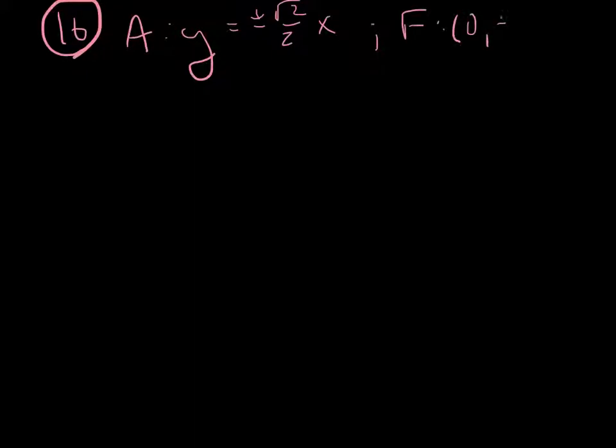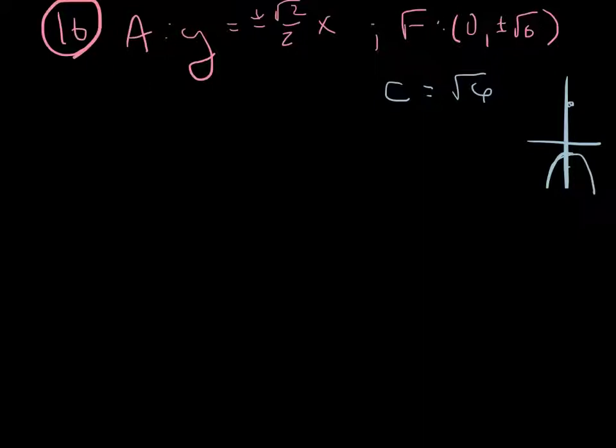Again, 16 is find the equation, and this particular one tells us the asymptotes are y equals positive/negative square root of 2 over 2 x, and it tells us the foci are (0, ±√6). So that tells us c is equal to the square root of 6. Because the foci are here and here, we know it opens up and down.